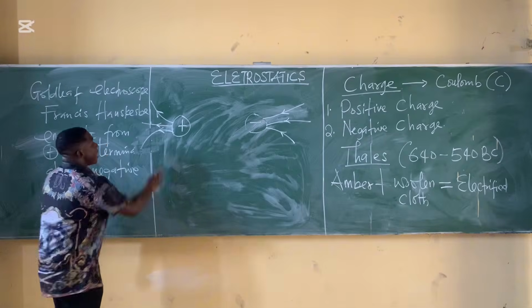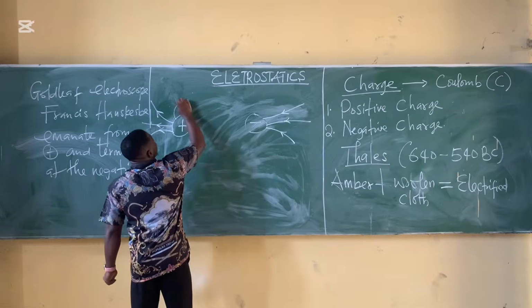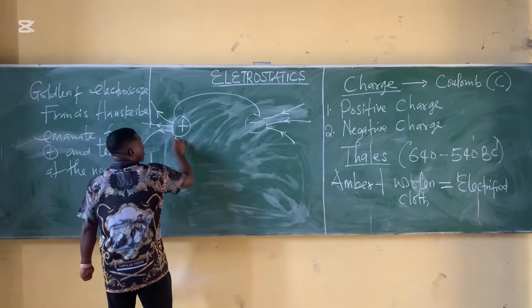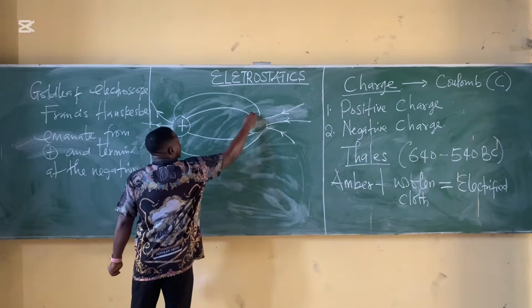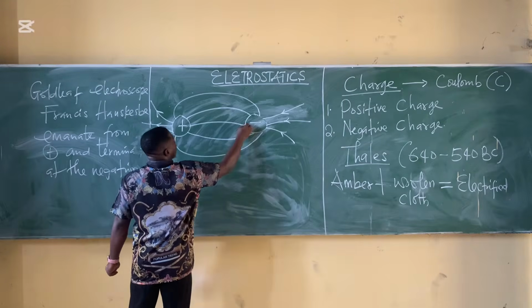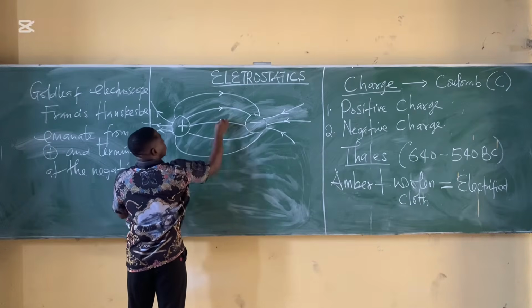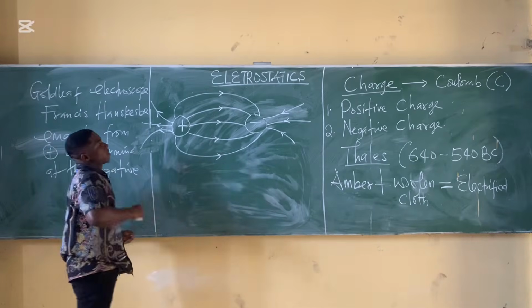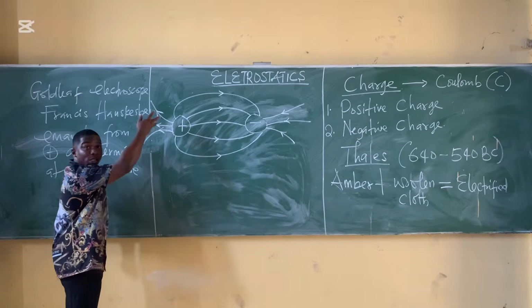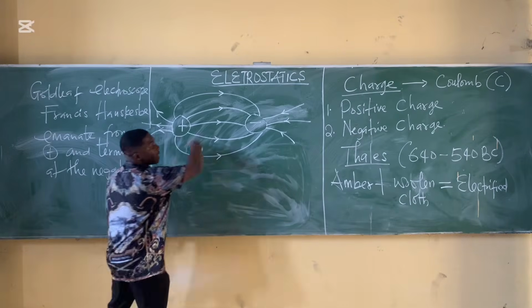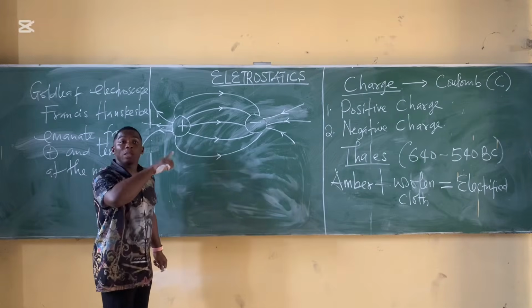Look at the direction of the arrow. They emanate from the positive and they terminate at the negative. Now look at this. The direction of the arrow is what is important. This is showing you that electric charges emanate. It means they come out from the positive terminal and they enter the negative terminal. Always emanate from positive and terminate at the negative.